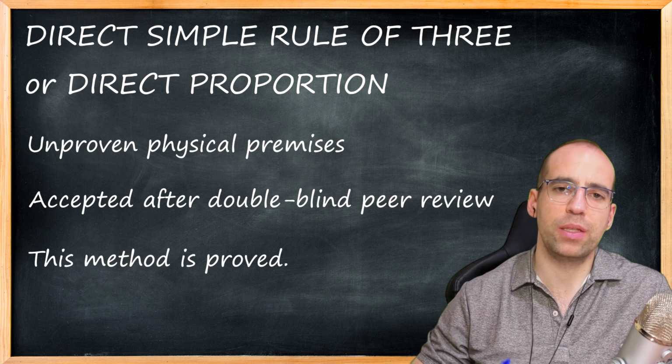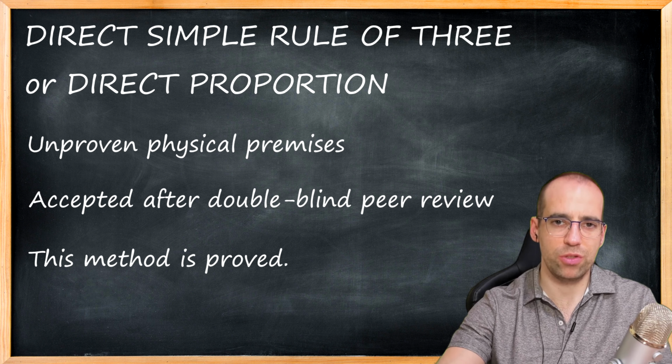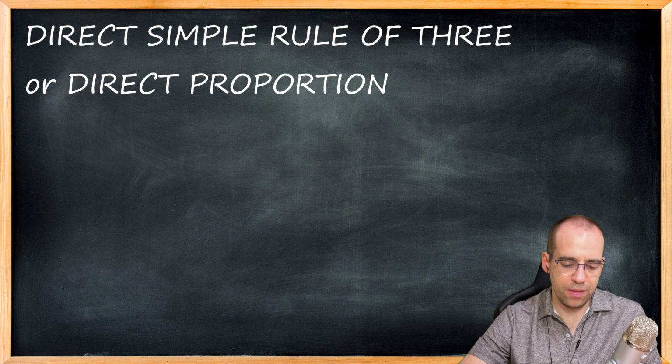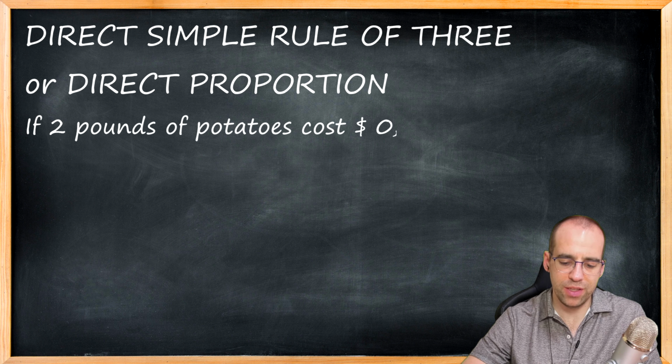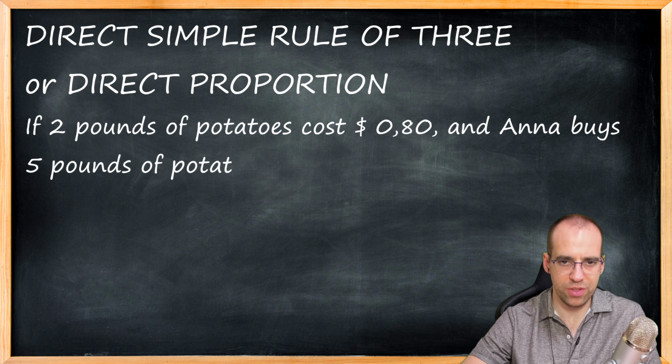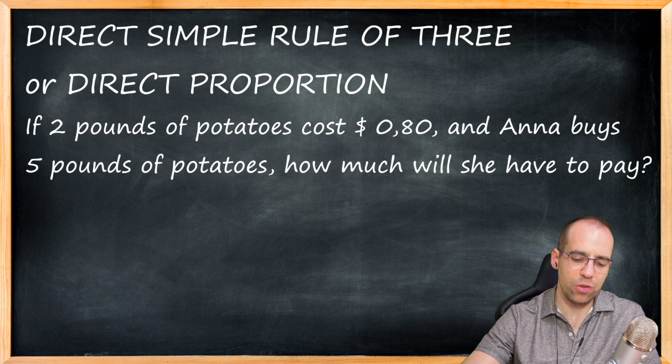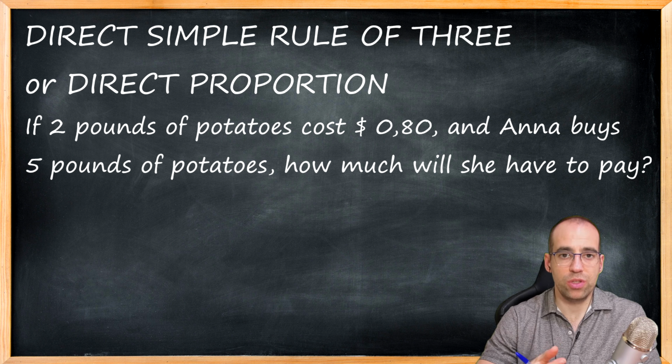But let's get to the matter at hand, which is that I'm going to show you how this method is applied to a specific case, which is as follows. If 2 pounds of potatoes cost $0.80 and Anna buys 5 pounds of potatoes, how much will she have to pay? First of all, what we need to do is distinguish what the statement of the question is.